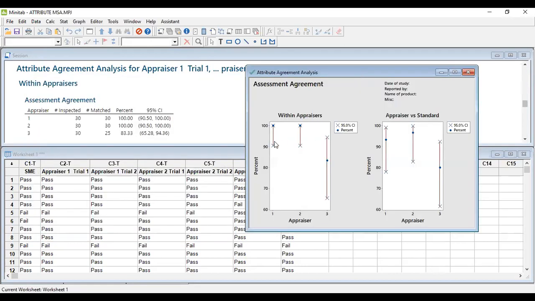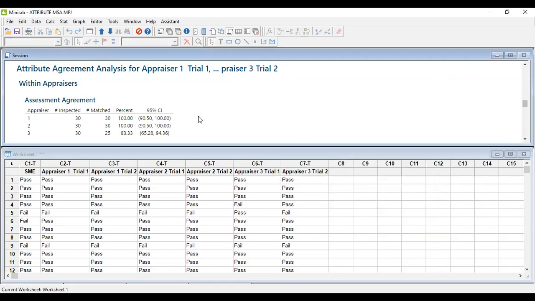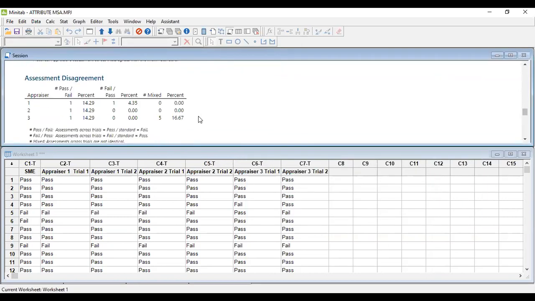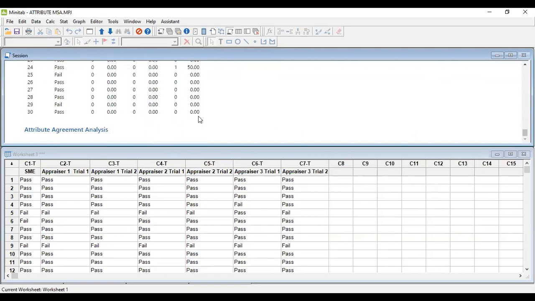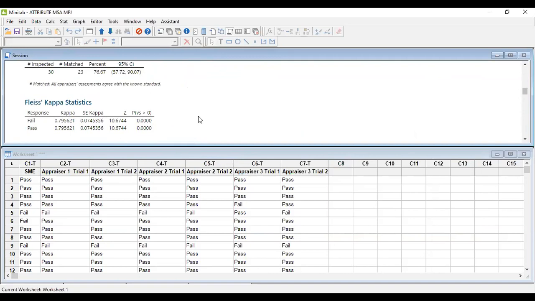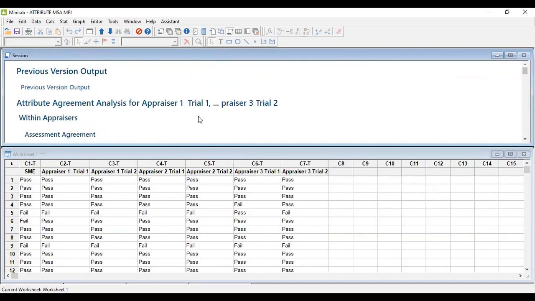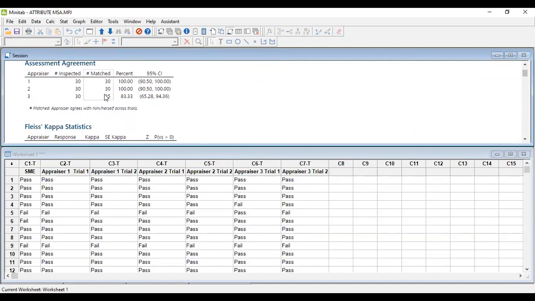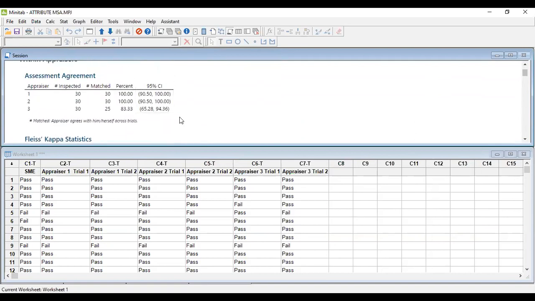Now the first one, it shows within a prices, 3 different data, right? And here it shows a pricer versus standard. Now let me get into the details and explain what it actually means. Now the results are showing up right here. Start from the beginning. Now a price of 1, he's inspected 30, it matched 30 and it shows 100%, right?